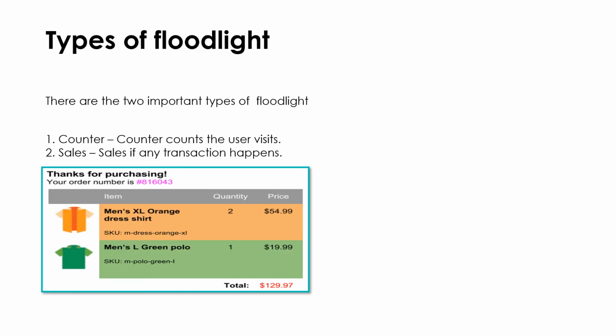Now we'll go with the types of floodlights. There are two important types of floodlight. First is counter and second is sales. Counter counts the user visits and sales counts if any transaction happens. As I said, with counter, if a user has visited your website, it will count as 1, 2 or 3, like that, depending on how many times the user has visited. If they have purchased any product, it will count as 1. If they have purchased multiple products, like 1, 2, 3, it will count as 1, 2, 3, like that.